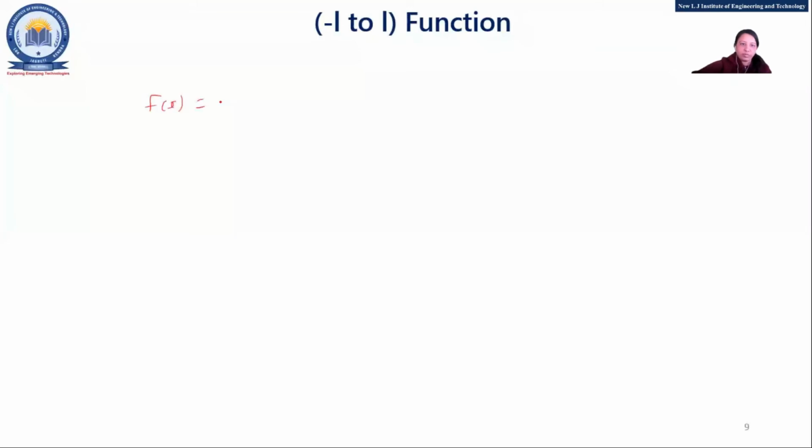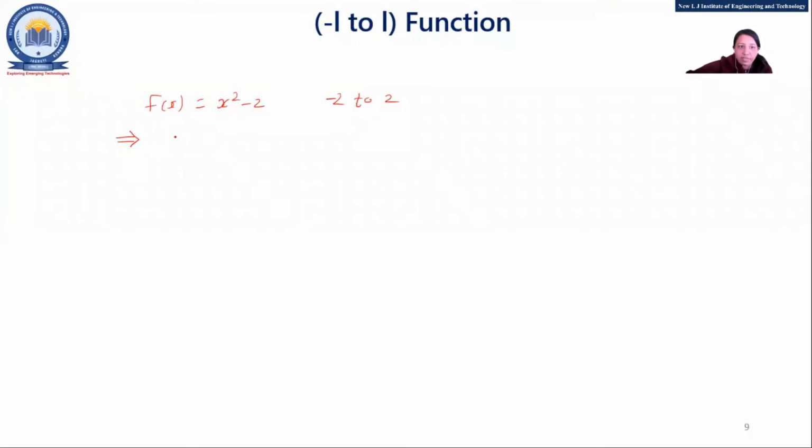Now we'll quickly cover another example of this only. fx equal to x square minus 2 in the interval of minus 2 to 2. First let me know whether the function is odd or even. Write it in the chat box. It's even. Okay, obviously x square minus 2. So this function is even because here it's a square.